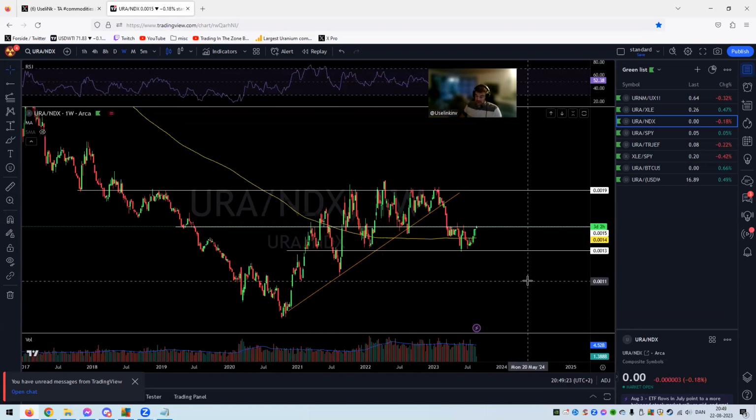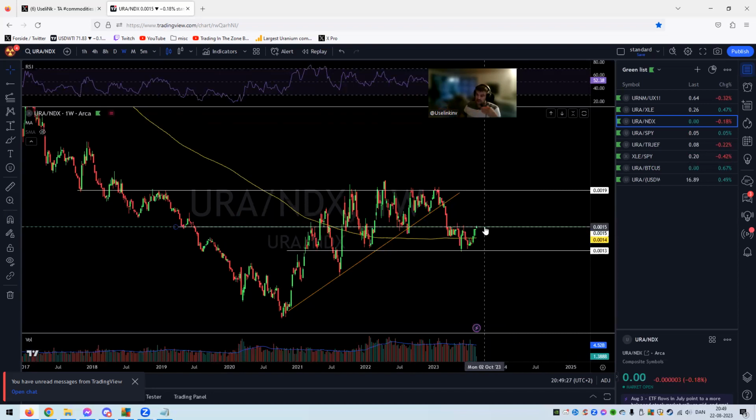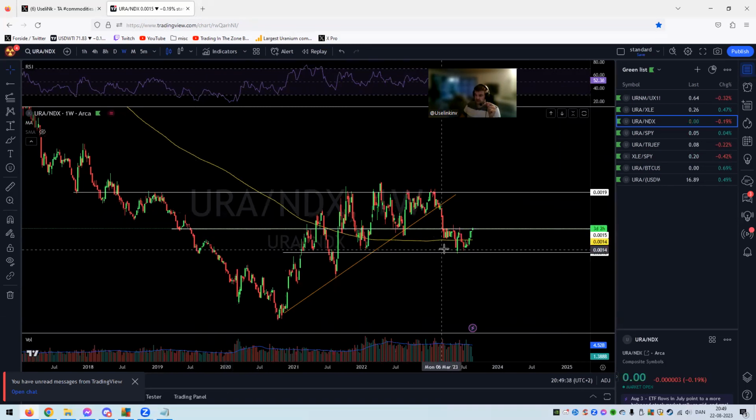But yeah, I think it will happen when we look at the other charts as well. But again, we cannot celebrate until we get above this long-term support and resistance line that we have right here at 0.0015. Also, this is the 200 weekly moving average that is coming up now, so that's quite nice.